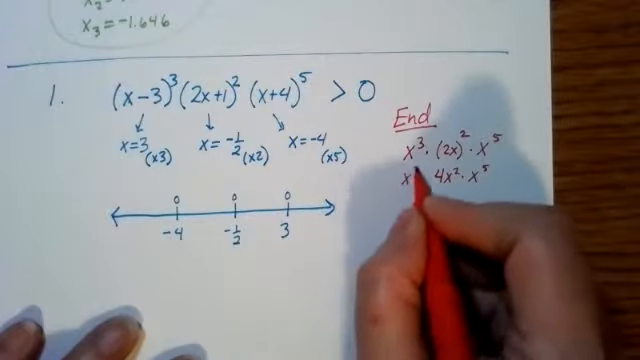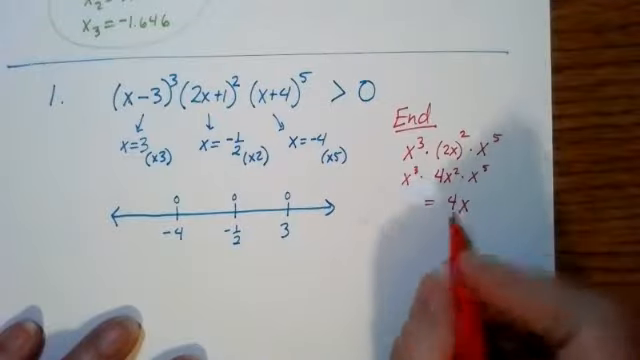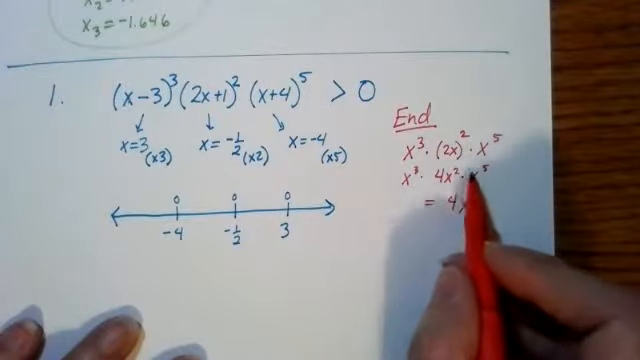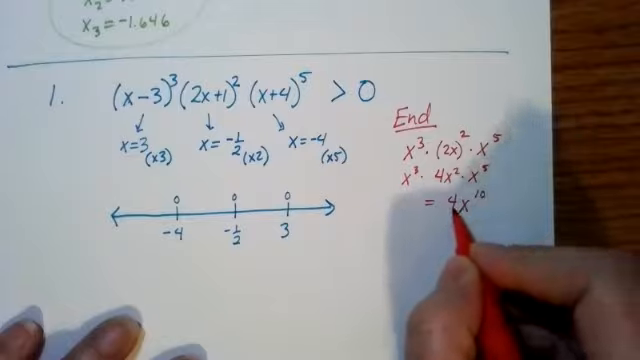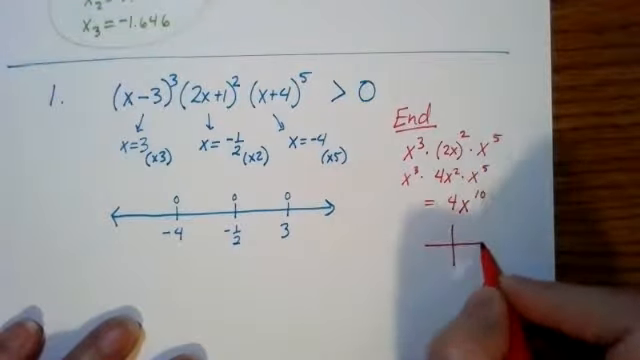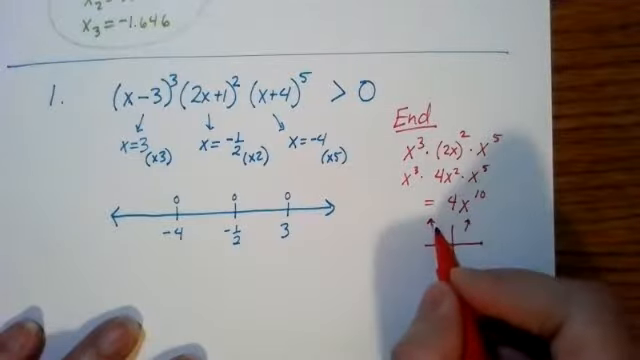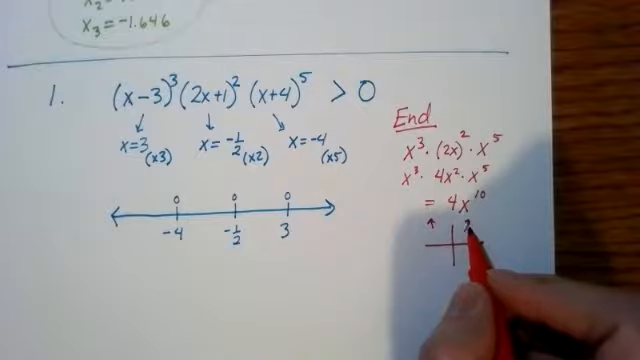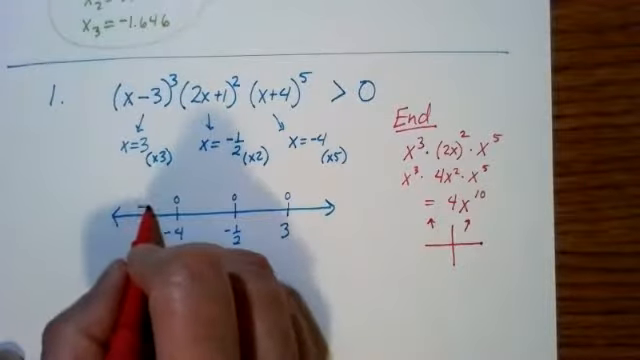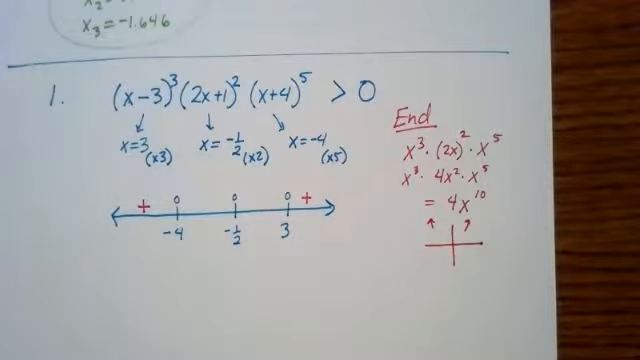Let's bring these others down. Okay, multiplying that all together is giving me 4x. I'm going to add these exponents. 3, 2, and 5 makes 10. 4x to the 10th. So the ends of this polynomial would graph out both up. It starts positive, and in the end, it's positive again. So let's record those signs in our chart. Starts positive, and all the way at the end, it's positive again.